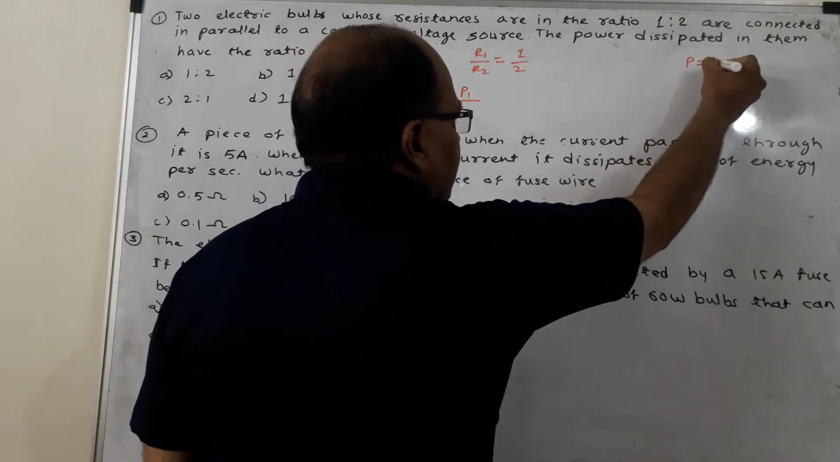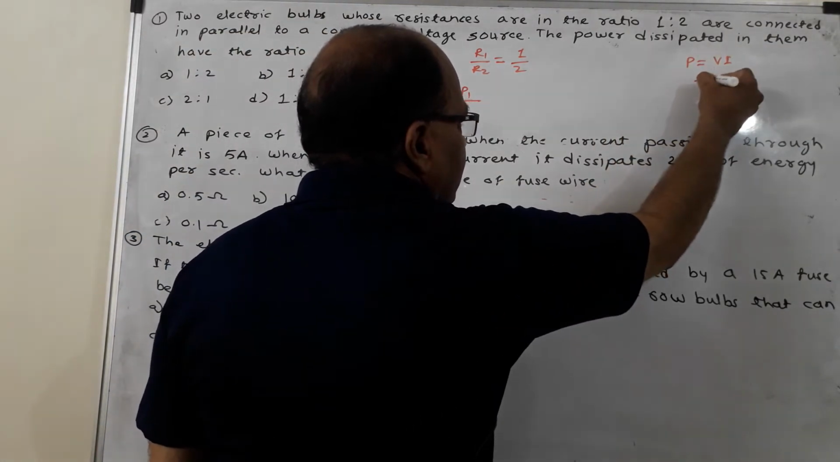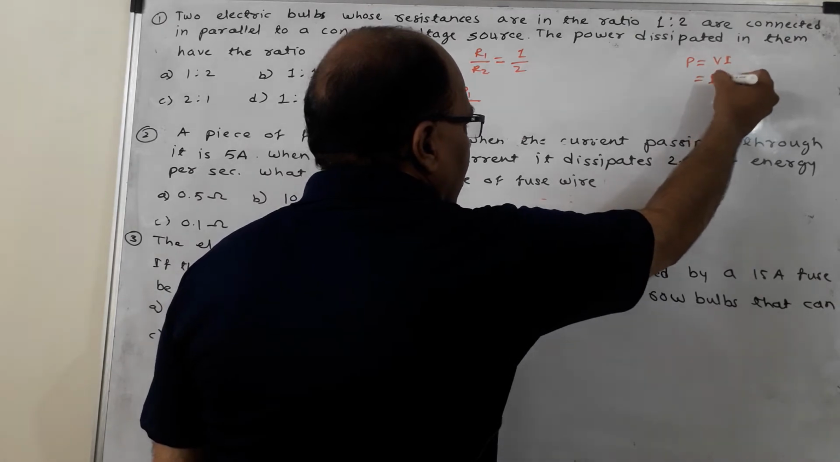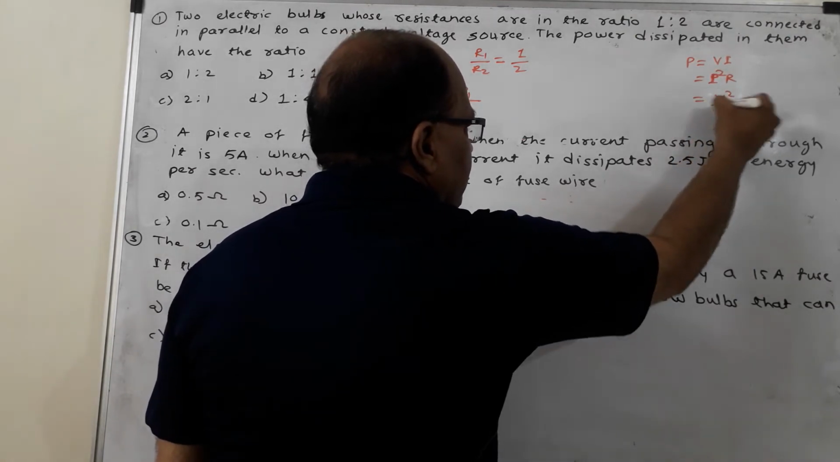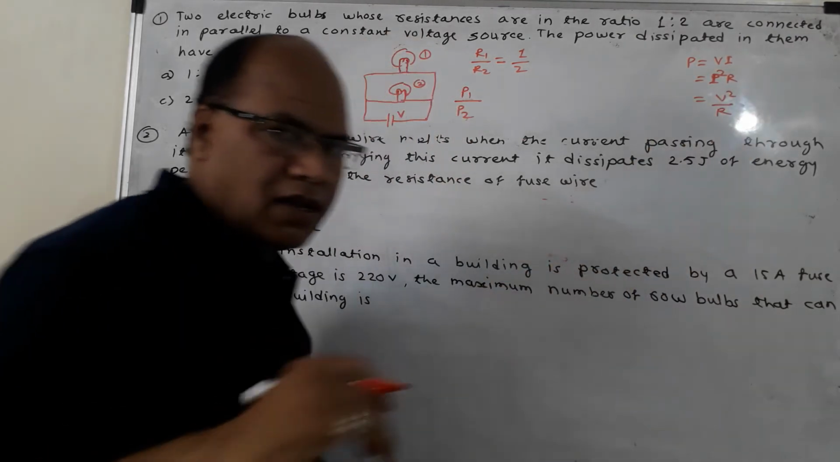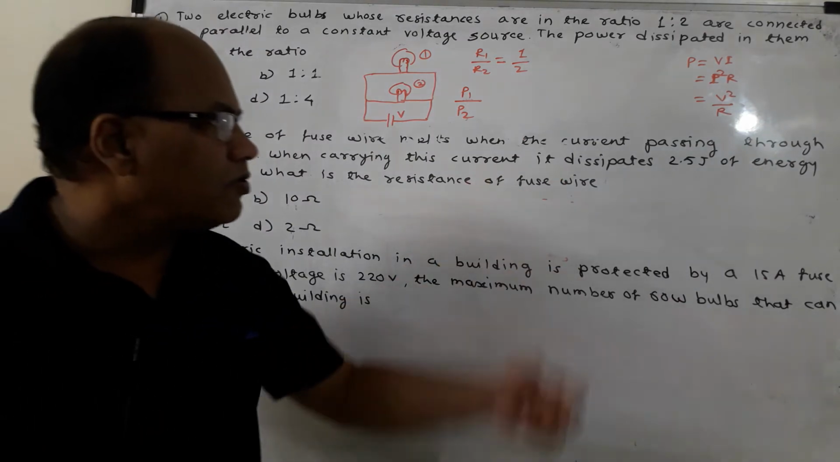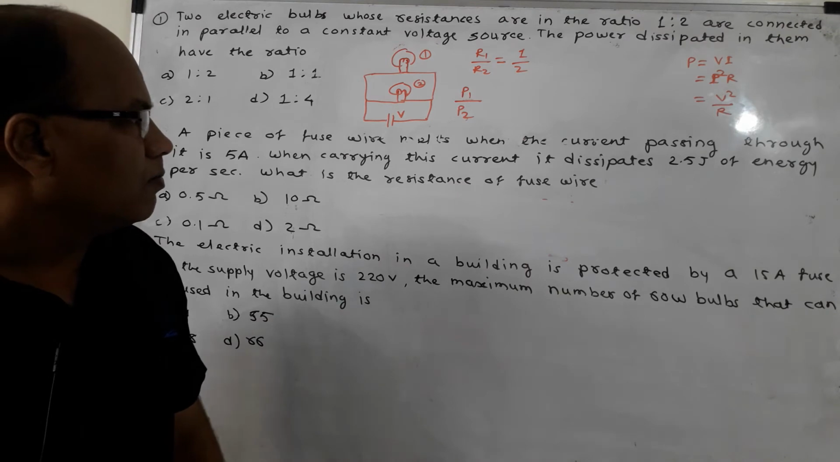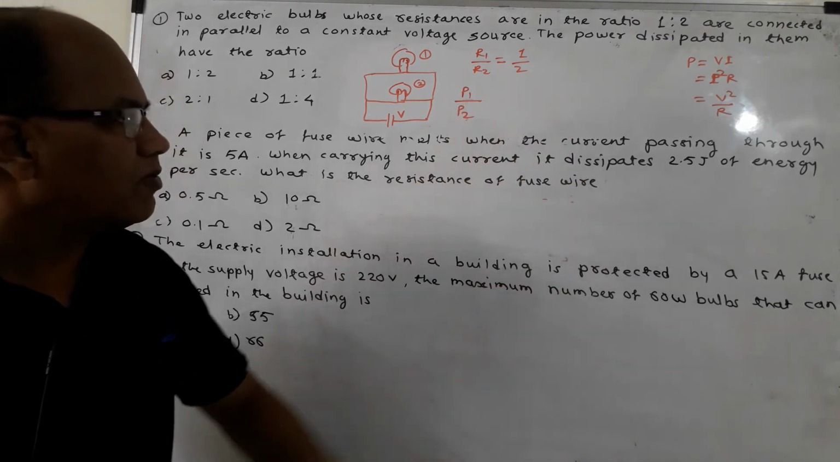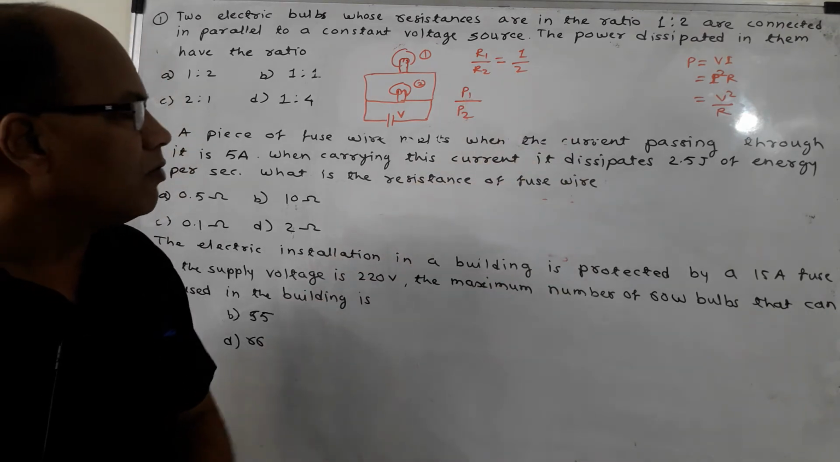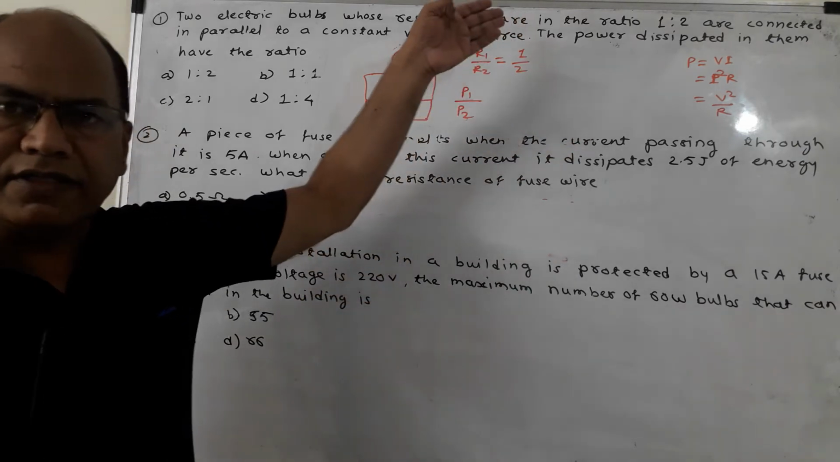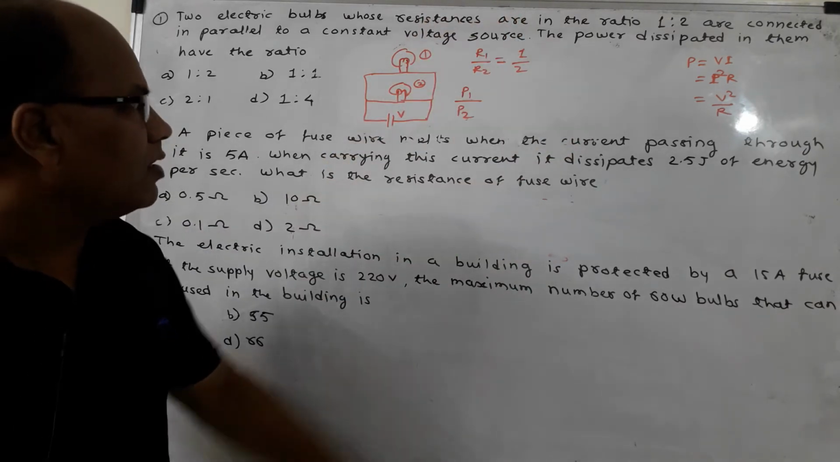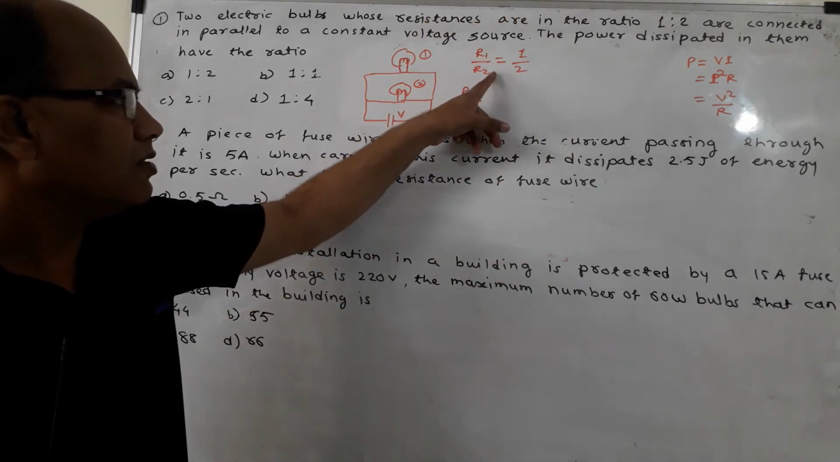P is equal to V into I, P is equal to I square into R, P is equal to V square divided by R. Now again, as the power is to be calculated, we will have to use one of these formulae. But again, the question is which of these formulae is to be used. Now, which always depends upon the data which is given in the question.